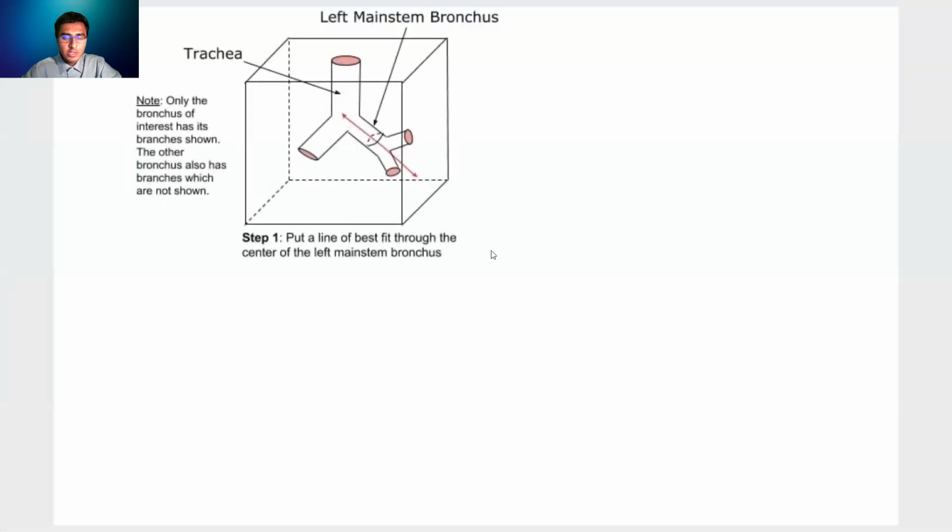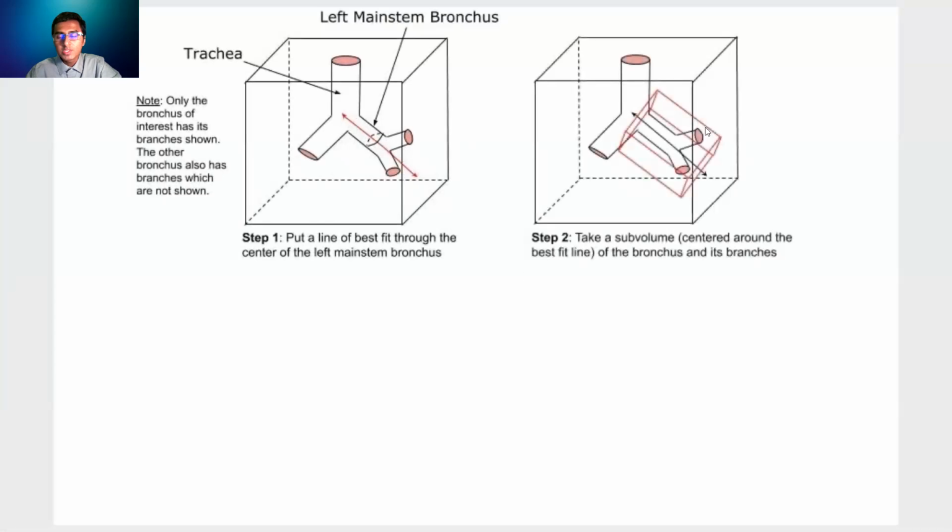Let's visually go over the recursive segmentation process. Using the predictions for a particular bronchus, we can find the center of the bronchus on each slice, and using these points, we can put a line of best fit through the airway. We can then take a subvolume centered around the line using the length of the bronchus, much like how we truncated the original CT slice using the trachea length.